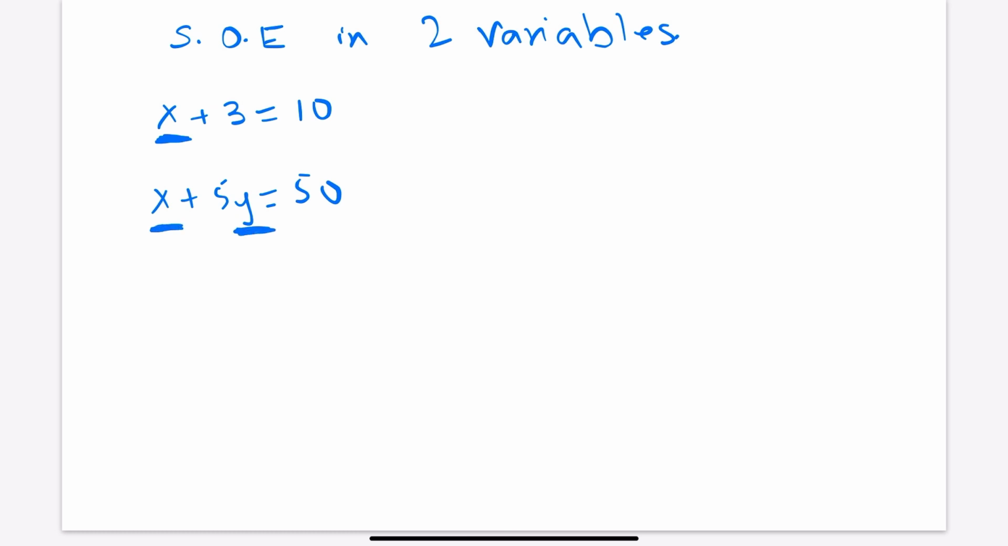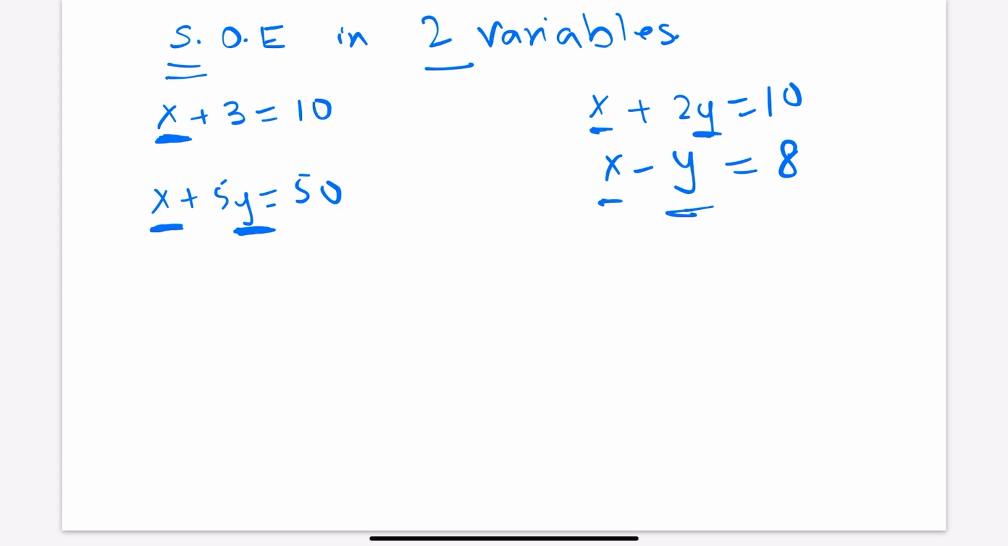Okay. Today we are going to have systems of equations. Systems of equations means more than one equation. All right. So in this case, I may have equations like, let's say, x plus 2y is 10, x minus y is, let's say, 8. So we have two variables, x and y, and we have systems of equations. This is equation 1, this is equation 2. Okay, so these are systems of equations in two variables. It means you have more than one equation and more than one variable.